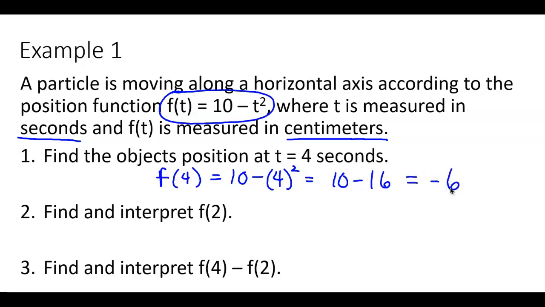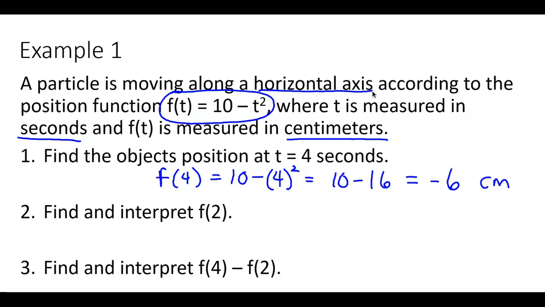What is my unit there? Seconds. Centimeters. It's a distance, but it's a position. So are we on a horizontal axis or vertical? We're on horizontal. I should have known that too. So that means that this object at t equals 4 seconds is 6 spaces to the left of the origin. Does that make sense?